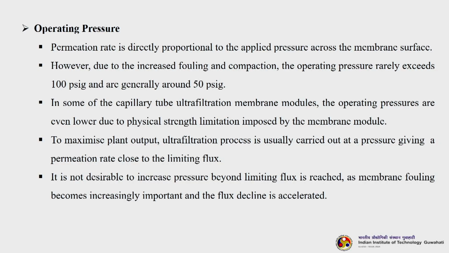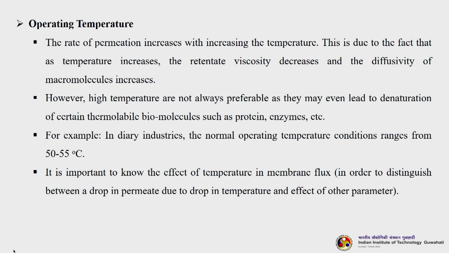To maximize plant output, the ultrafiltration process is usually carried out at a pressure giving a permeation rate close to the limiting flux. It is not desirable to increase pressure beyond the point where limiting flux is reached, as membrane fouling becomes increasingly important and the flux decline is accelerated. We have discussed what limiting flux is in one of our earlier classes.